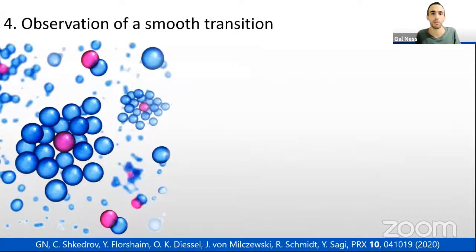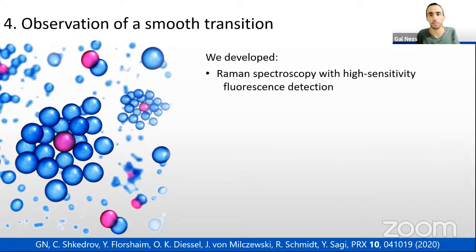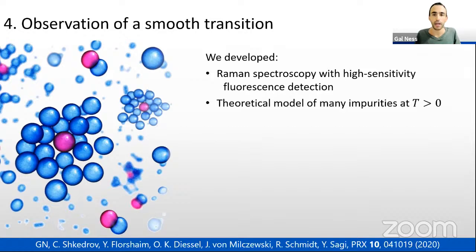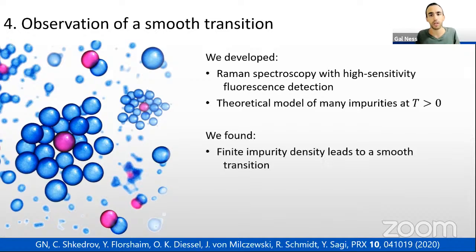In order to answer these questions, and in order to extract additional observables of the Fermi polaron precisely, we developed an experimental technique called high sensitivity Raman spectroscopy, with which we studied this problem. We accompanied this technique with an advanced theoretical calculation that took into account many impurities at finite temperature. With that in hand, we found that finite impurity concentration is driving the transition to be smooth, so it avoids the sharp transition, and that finite temperature takes it even further and enhances this effect.